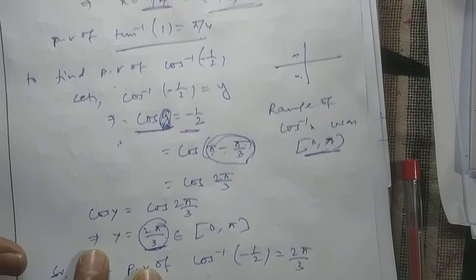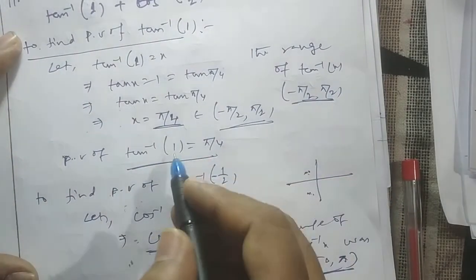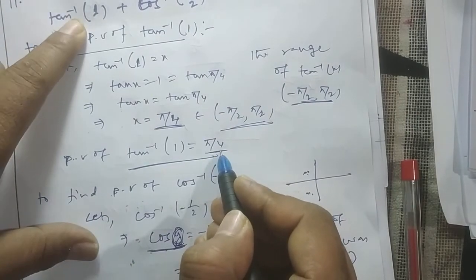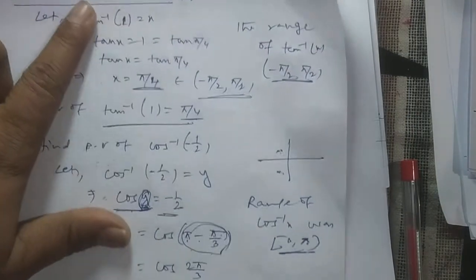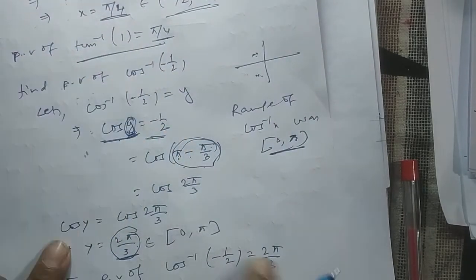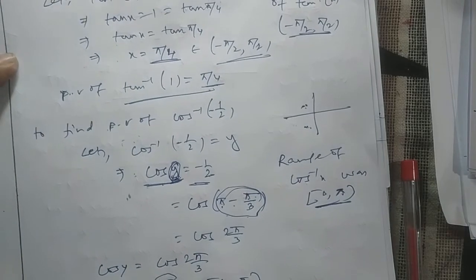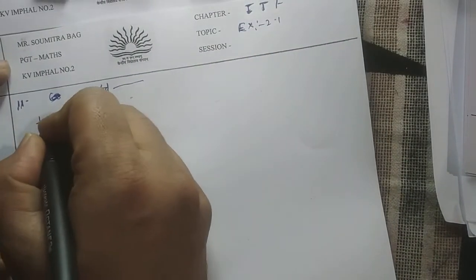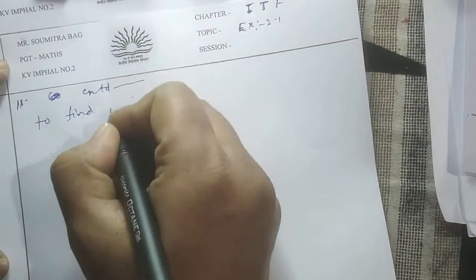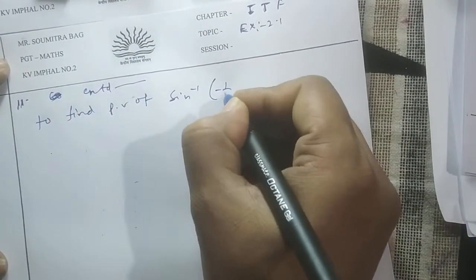So in this way, we have got two PVs. The first PV was pi by 4 for tan inverse 1. The second PV is 2 pi by 3 for the cos inverse minus half. Now let's find the last PV, the PV of sin inverse minus half, correct?